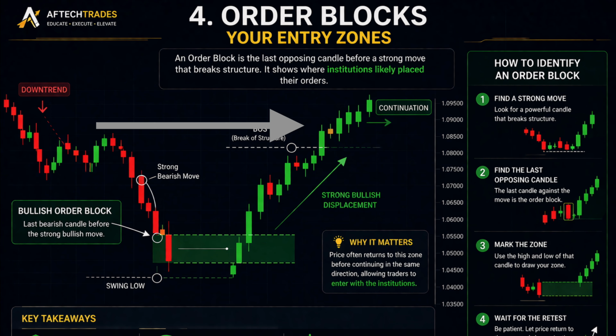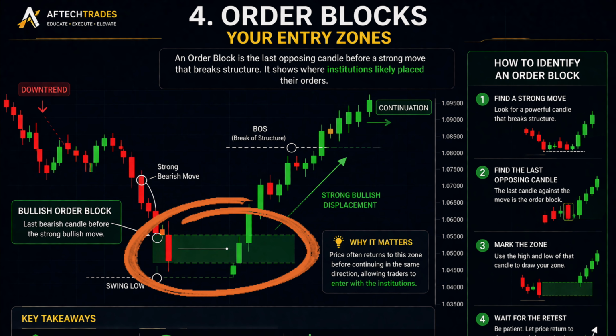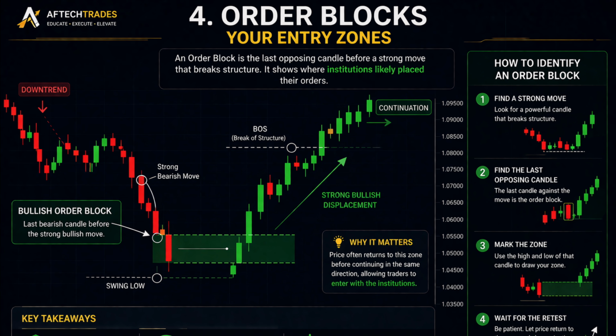Step 1. Find a strong move that breaks structure. Step 2. Identify the last candle against that move. Step 3. Mark its range as a zone. Step 4. Don't enter immediately. Wait for price to return and combine it with confirmation.